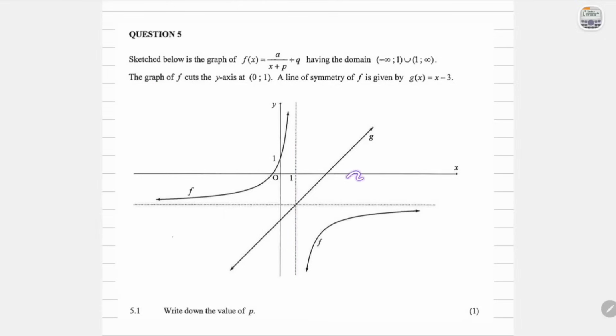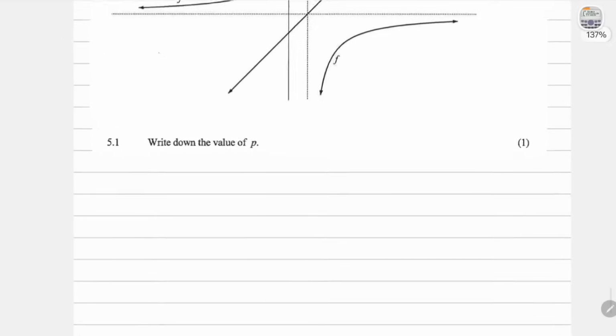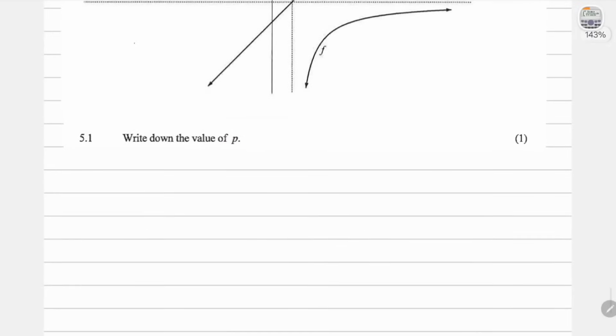The graph of f cuts the y-axis at (0, 1), and then we also have a line of symmetry of f, which is given by the equation g of x equals x minus 3. And the first question is to write down the value of p.